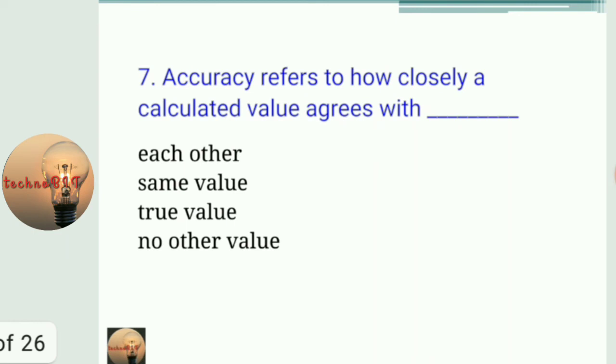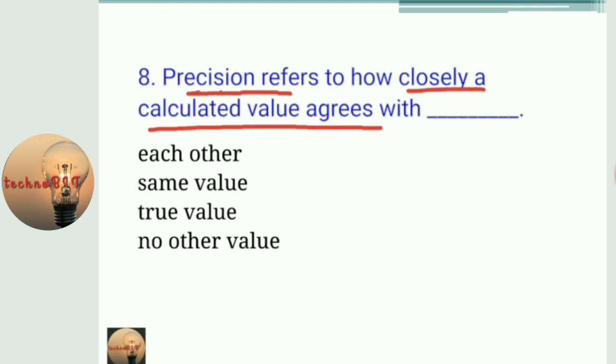It is a theoretical question: accuracy refers to how closely a calculated value agrees with. So accuracy always depends on the true value. The correct option will be this, the true value. Accuracy always depends on the true value, right? Next question, this depends on the precision. Precision refers to how closely a calculated value agrees with. Precision gives the relation of each value to the other values. So the correct option is option A for this question.